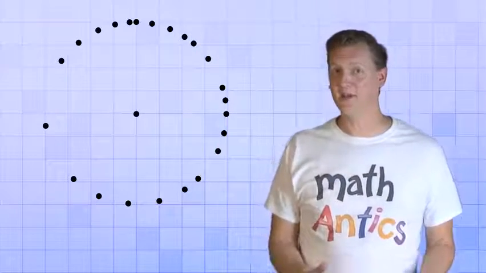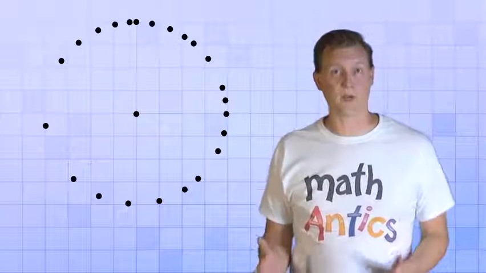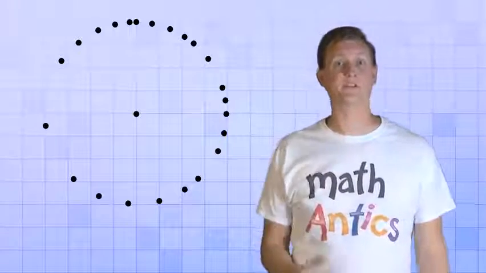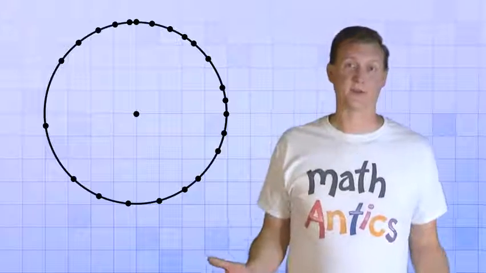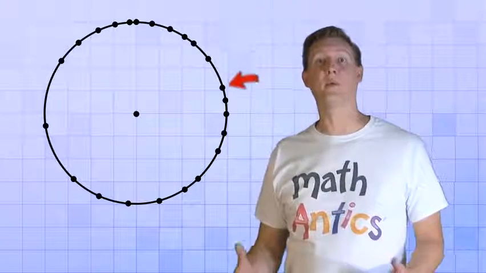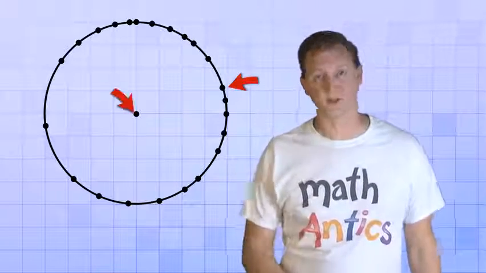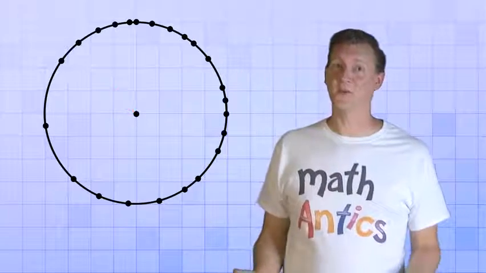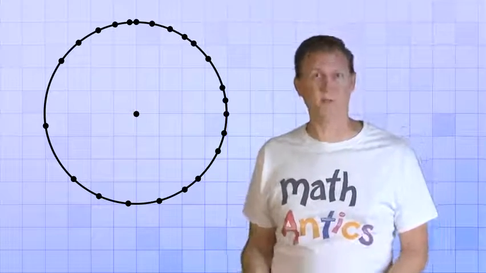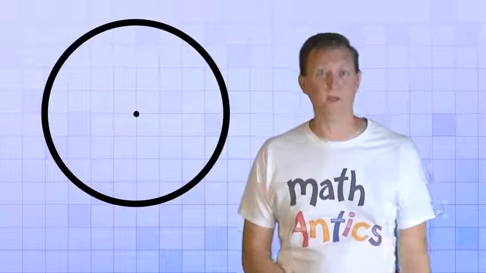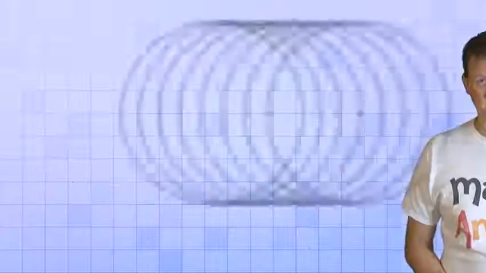But do you see what's happening? The more equidistant points we add, the more the pattern looks like a circle. And that's why a circle is defined as the set of points that are equidistant from a center point. But of course, we usually don't see it as a set of points because there's infinitely many of them, so they form a continuous circle.